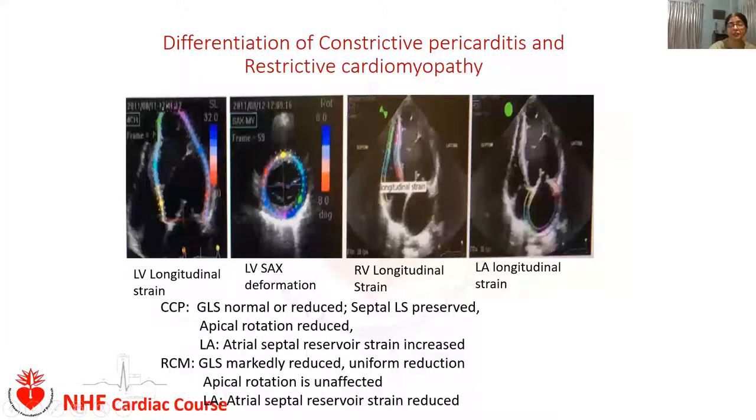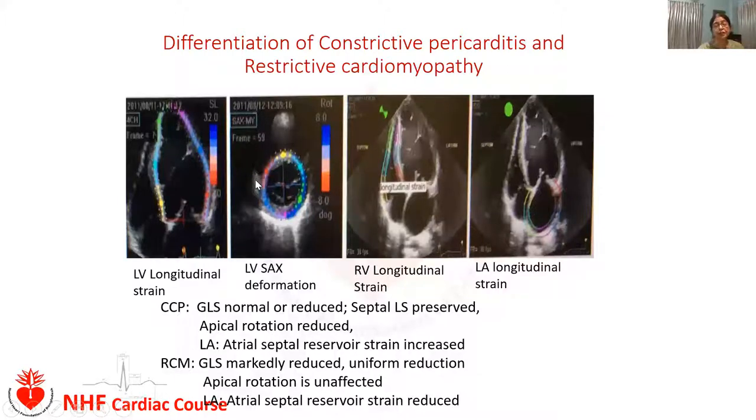Advanced imaging modality, strain imaging, can help in differentiating restrictive cardiomyopathy from constrictive pericarditis. As the pericardium constricts the lateral free wall, the global longitudinal strain is reduced in constrictive pericarditis, but the septum is unaffected. So in constrictive pericarditis, the septal strain is preserved, but the global longitudinal strain is reduced. On the other hand, in restrictive cardiomyopathy, there is uniform reduction of strain, global longitudinal strain as well as septal strain.